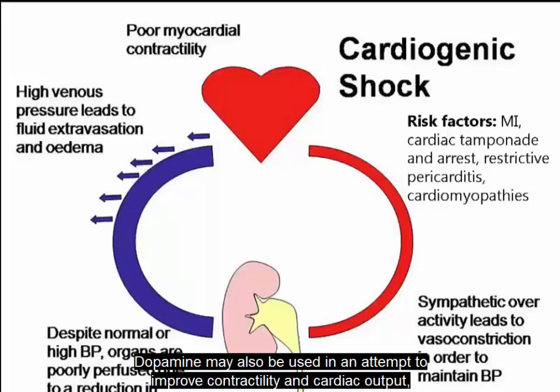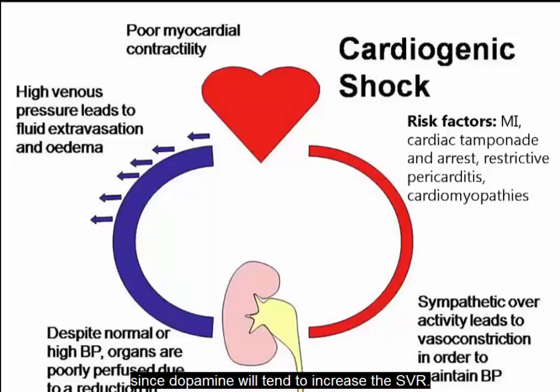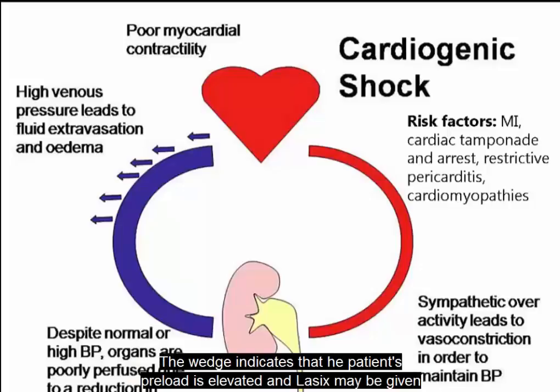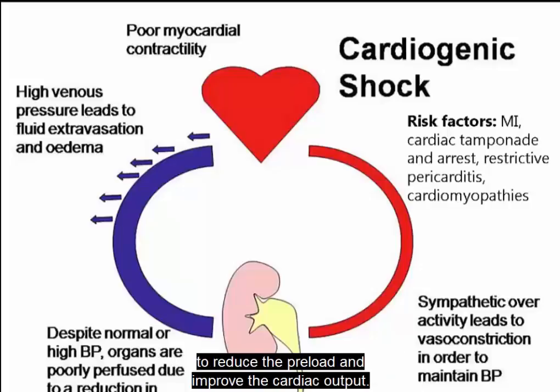Dopamine may also be used in an attempt to improve contractility and cardiac output, since dopamine will tend to increase the SVR. The wedge indicates that the patient's preload is elevated, and Lasix may be given to reduce the preload and improve the cardiac output.